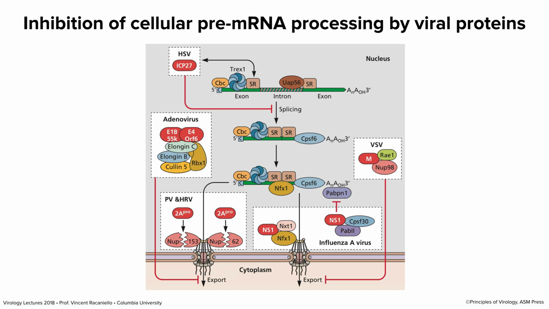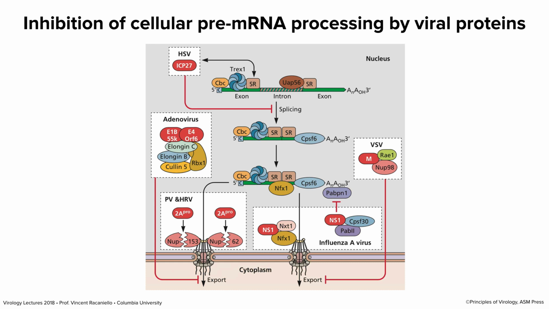Then we have some viruses here. Influenza virus, the protein called NS1, can interfere with polyadenylation. It binds to specific proteins needed for polyadenylation at the 3' end, and the flu protein can interfere with that. And then the rest interfere with export. We have the poliovirus protease cleaving NUPs. NUPs are nuclear pore proteins that are needed to bring material out of the nucleus. It's cleaving them, so export ceases.